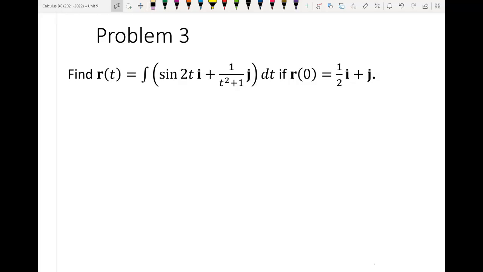It's just another vector. So we have our vector r(t) defined by the integral there, and find r(t) if r(0) is equal to 1/2 i plus 1j. Let's go ahead and try that one out.